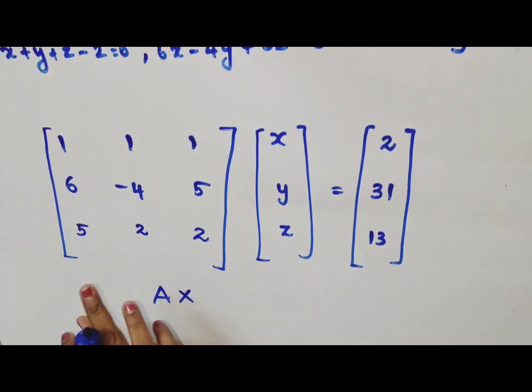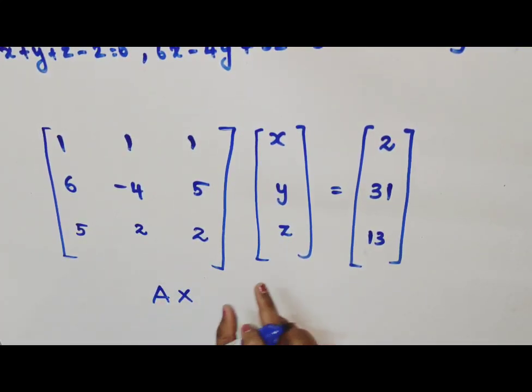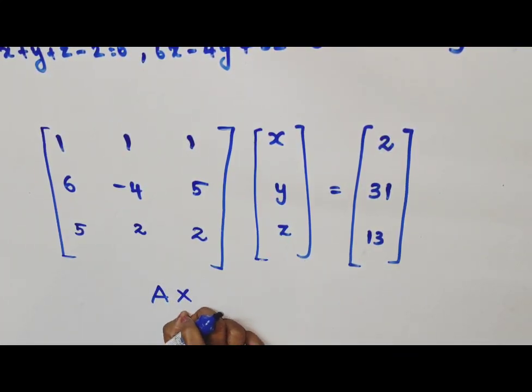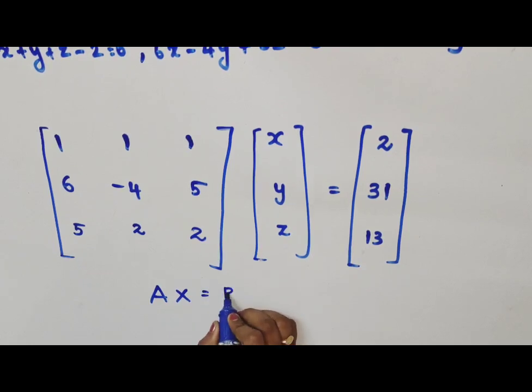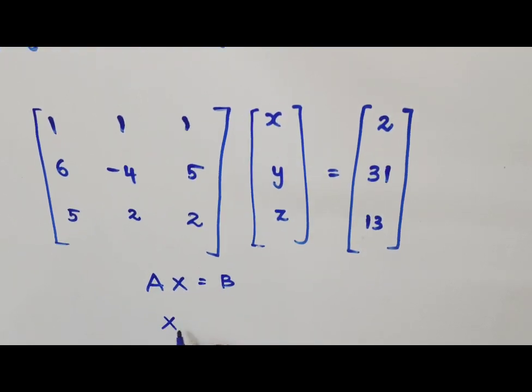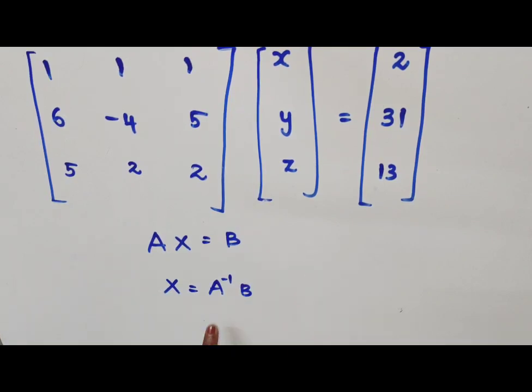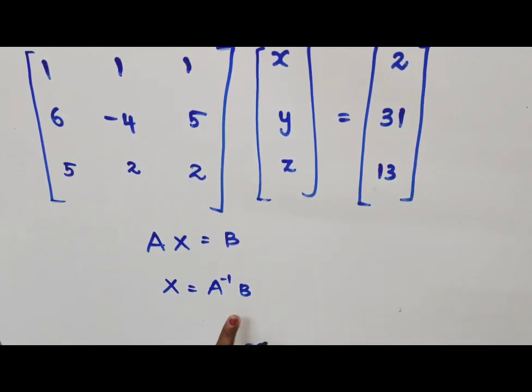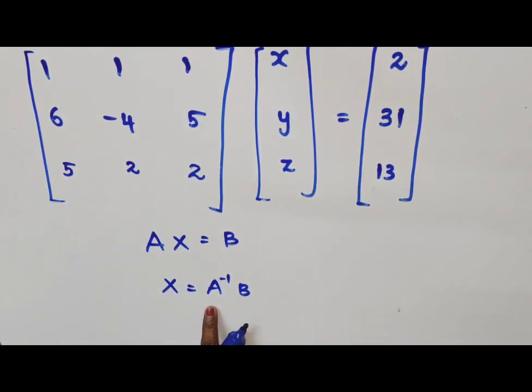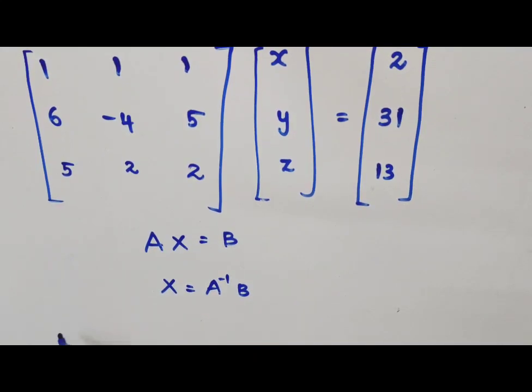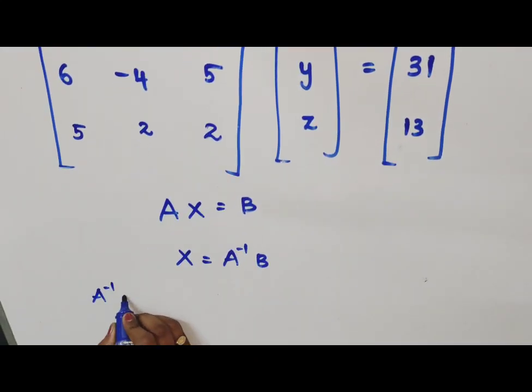This matrix we have to represent as A. This matrix we will represent with the x variable, which equals B. So we have to find the value of x. Let us take A inverse into B. So first we have to find the value of A inverse, then we can perform the operation A inverse into B. So how to find the A inverse?